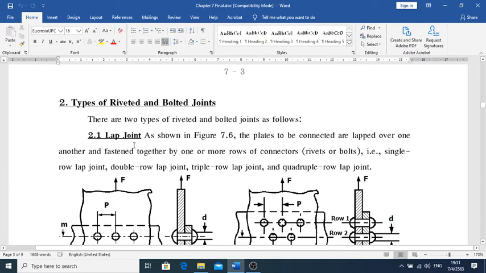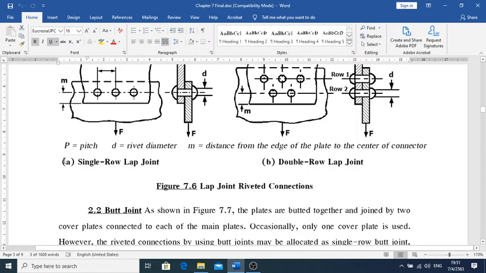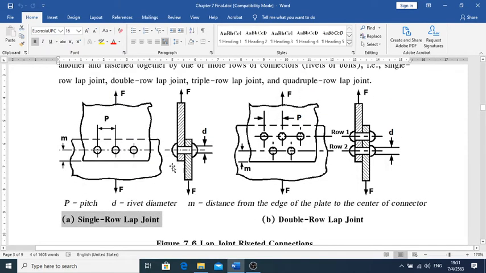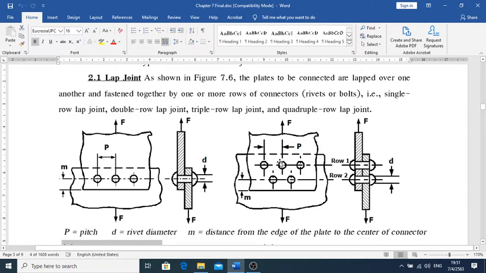So number 2 is going to be the types of rivet connectors. We have two types. One is going to be the lap joint, as shown in figure 7.6. It's going to show you a single row like that. See, it's very simple there. We have a pitch, which is the distance from one rivet to another. We take a rim distance apart to avoid tearing apart from outside to inside. And then again, two rows, one row outside and one inside. This is for the lap joint.